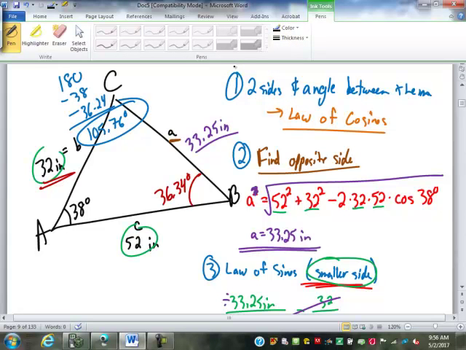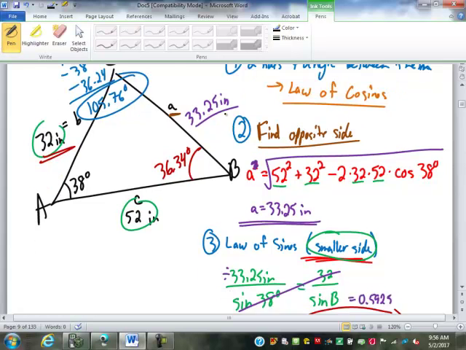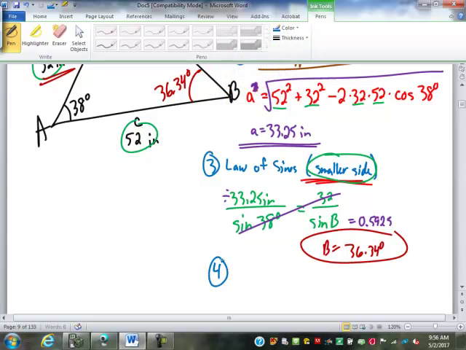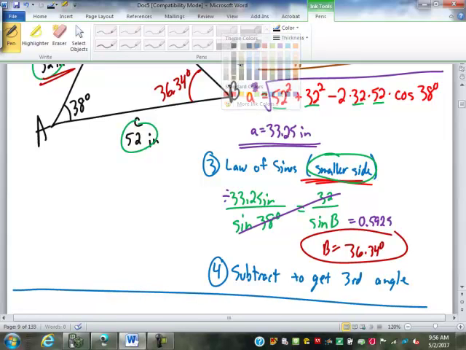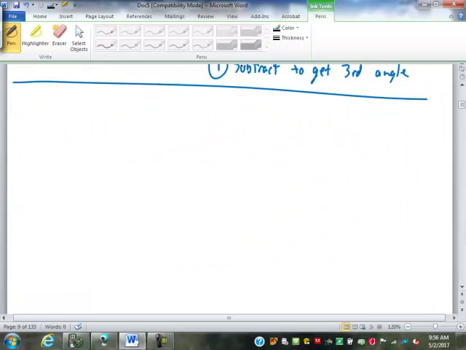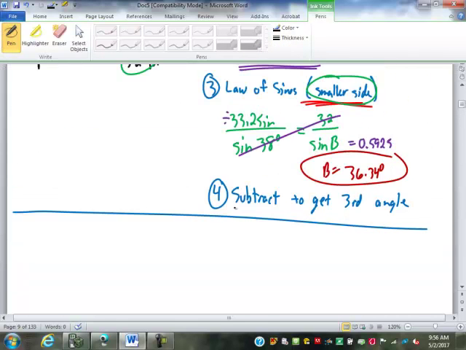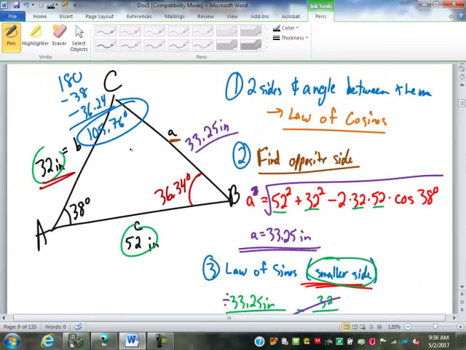Okay, so it's going to be time for you guys to try one on your own. So I should put in step 4. That's to subtract to get the third angle. So those are our steps. We subtracted to get the third angle. That's how we got the 105.76 up here.